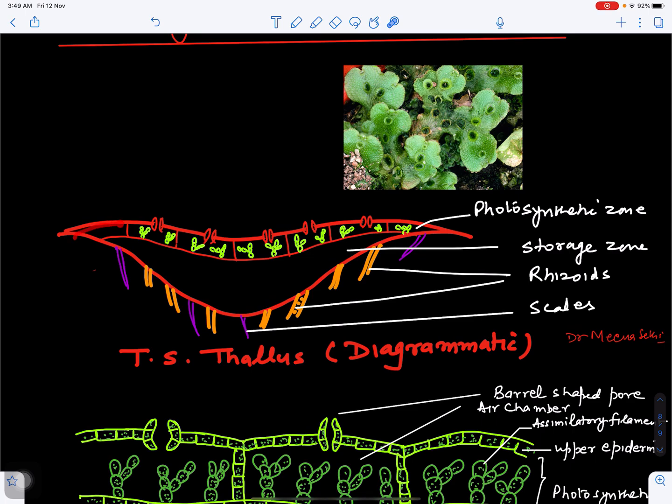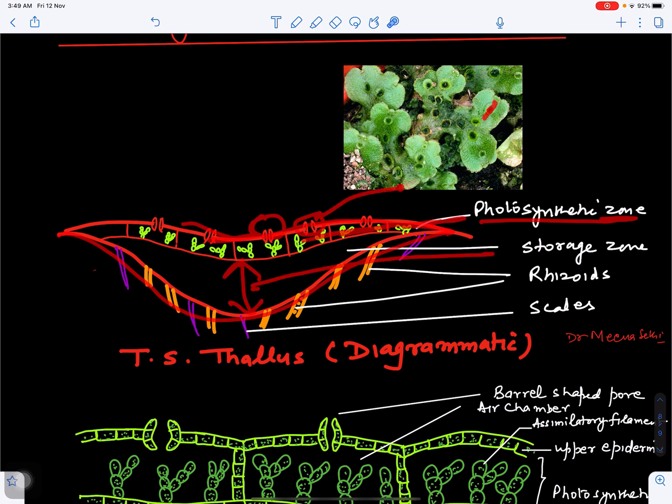So we can see here, on this surface is present the mid dorsal groove. This is just showing a groove-like pattern, and this lower part is the rhizoids, and this is the storage zone. This part is green in color, carrying out the function of photosynthesis. This is the photosynthetic zone, and these are the pores present on the upper surface of the thallus, which help in gaseous exchange.